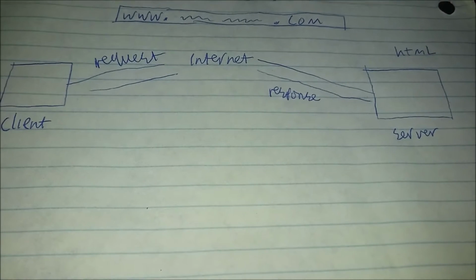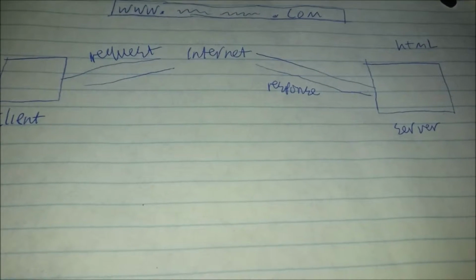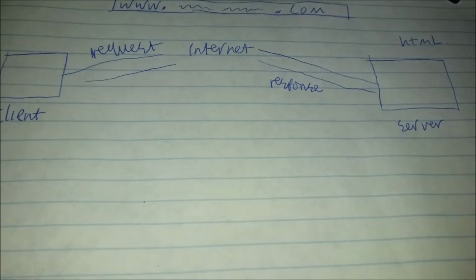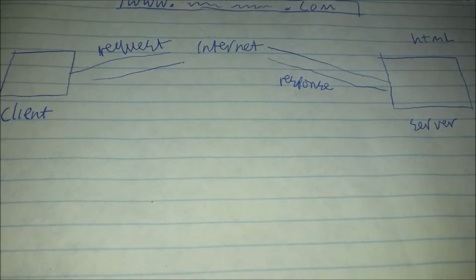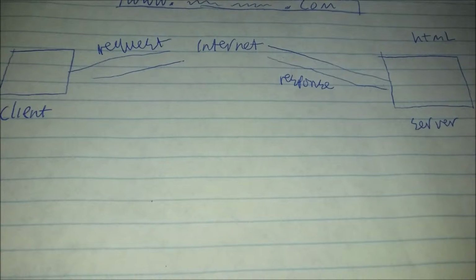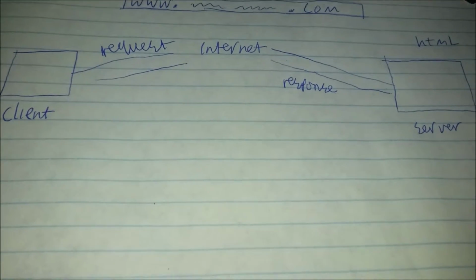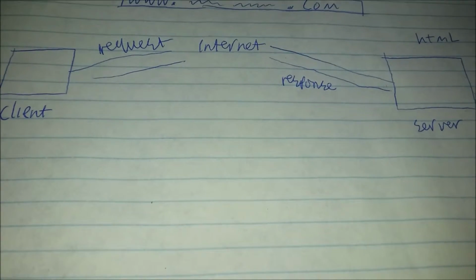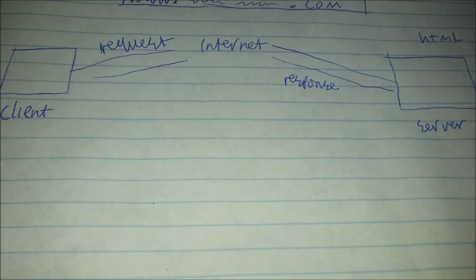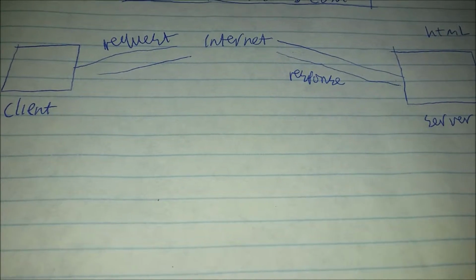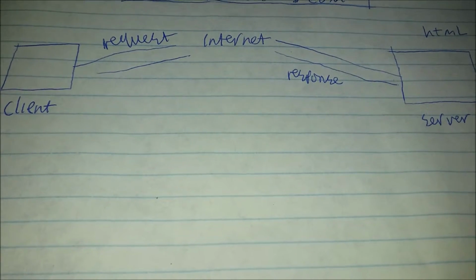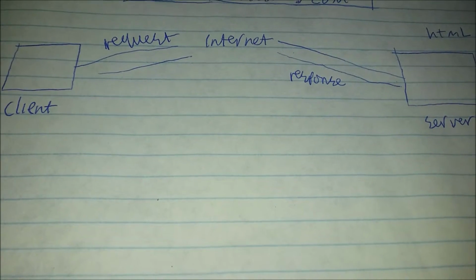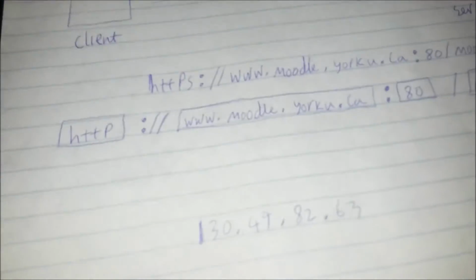I should also add that a server may have multiple different types of files on it, and it may have those files saved in different locations depending on what types of files they are and who they belong to. So a URL also helps not just to find the server, but it helps to find the specific file that you want in the server.